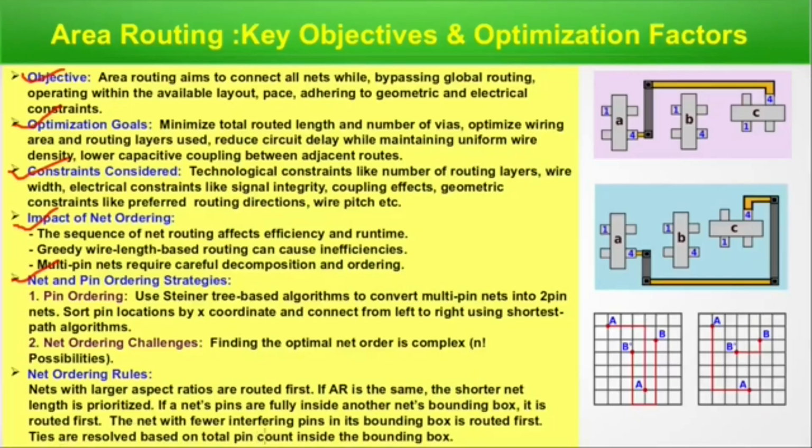The net with fewer interfering pins in its bounding box is routed first. Ties are resolved based on total pin count inside the bounding box. These are the rules followed.